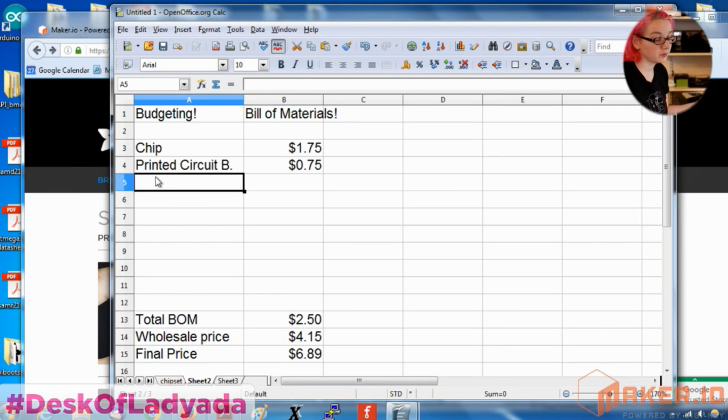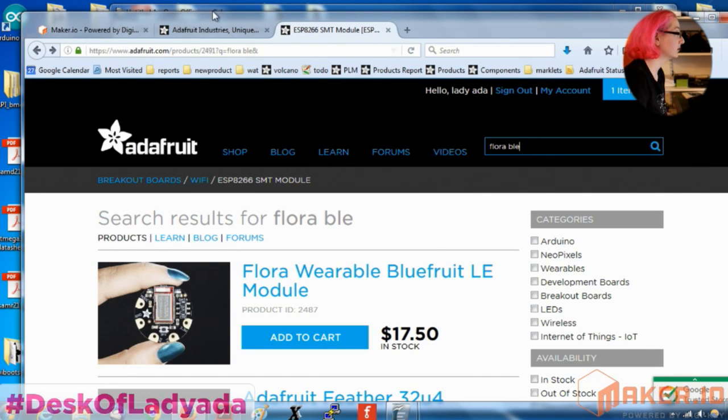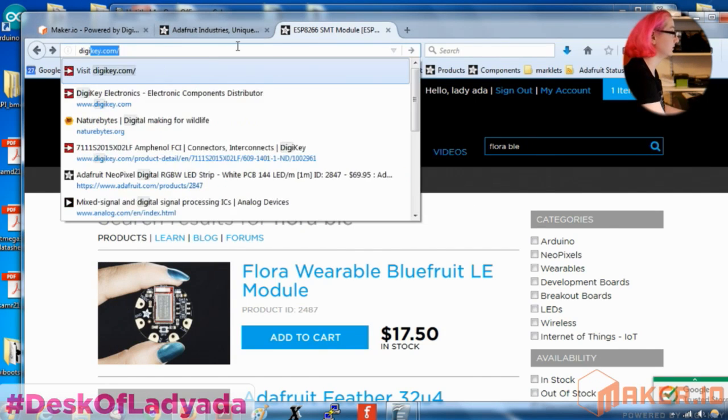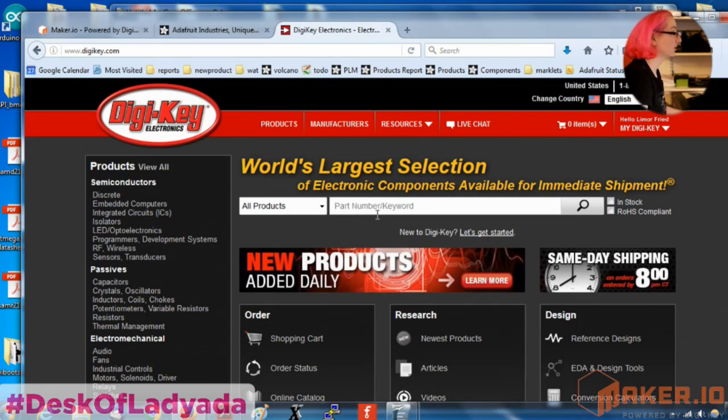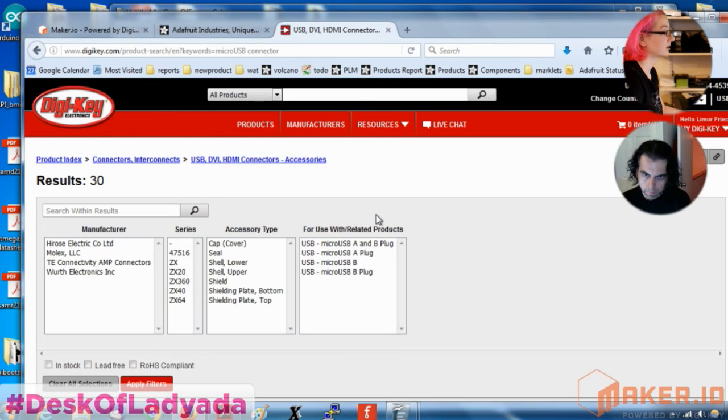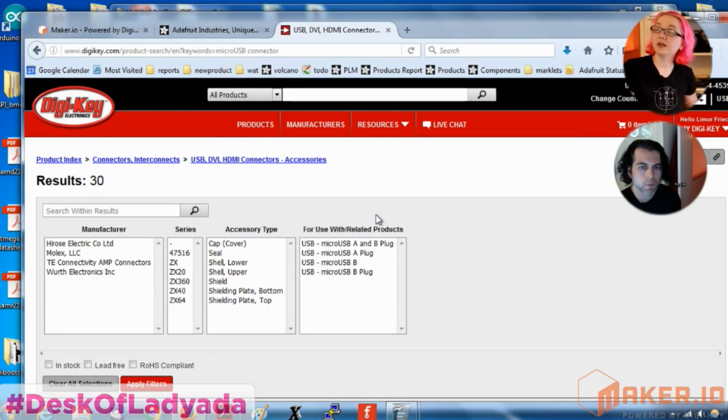Okay, so now we have the chip and we have the PCB. Well, we need a couple other things that are absolutely required. You need to have a micro USB connector. So let's go back to Digi-Key and search. That was one of the questions, Ladyada. Why did you go with a micro USB? Did you evaluate others?